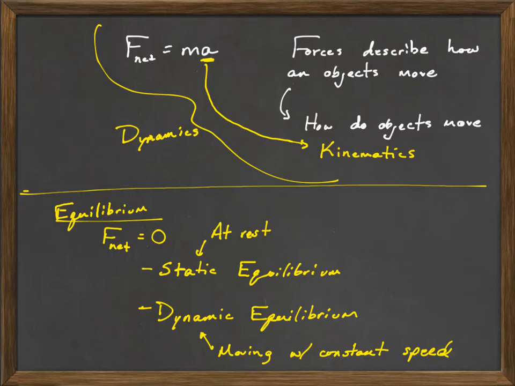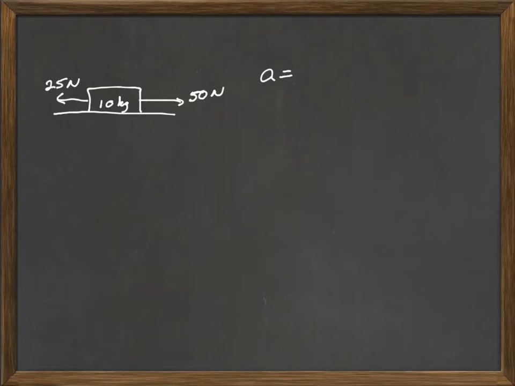The other way to look at it is, what if the object was not in equilibrium? So what if there is a net force on the object? Here's an example we can use. Let's imagine we have a box on a frictionless surface. This box has a mass of, say, 10 kilograms, and we apply a couple of forces. One force is to the right of 50 newtons, another force to the left of 25 newtons, and the question is, what is the acceleration of the object?